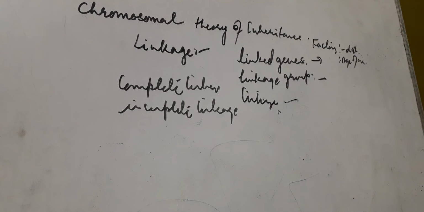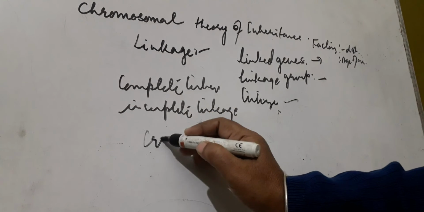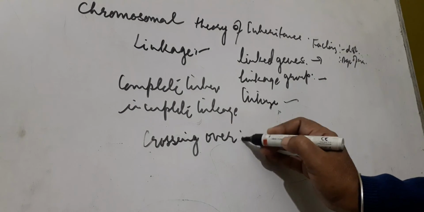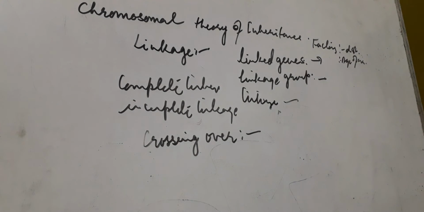Now crossing over. Crossing over means mutual exchange of blocks of homologous genes between a pair of homologous chromosomes. The mechanism of crossing over is where they cross each other. The types of crossing over are single crossing over, double crossing over, and multiple crossing over.